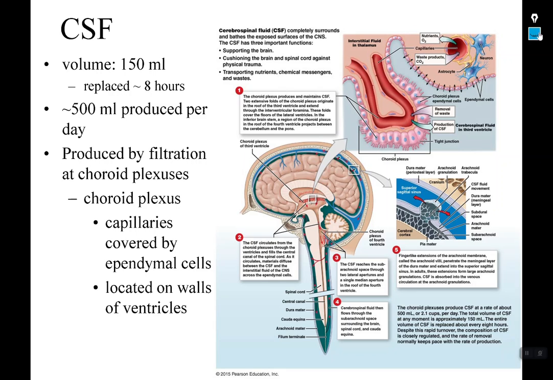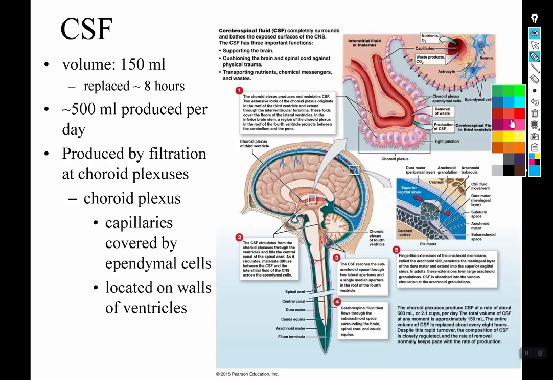So now, let's talk about that. So filtration happens at a structure called the choroid plexus, which are specialized capillaries covered by ependymal cells. And the reason they're covered by ependymal cells is because we have little tight junctions between the ependymal cells, which prevent things from sneaking between the cells.